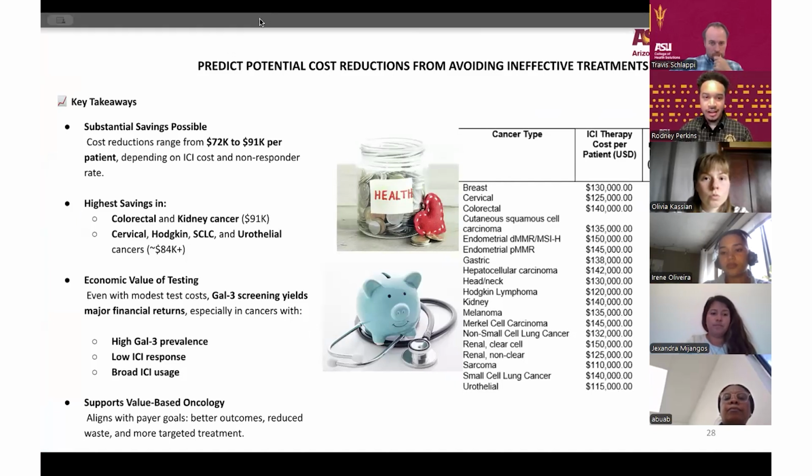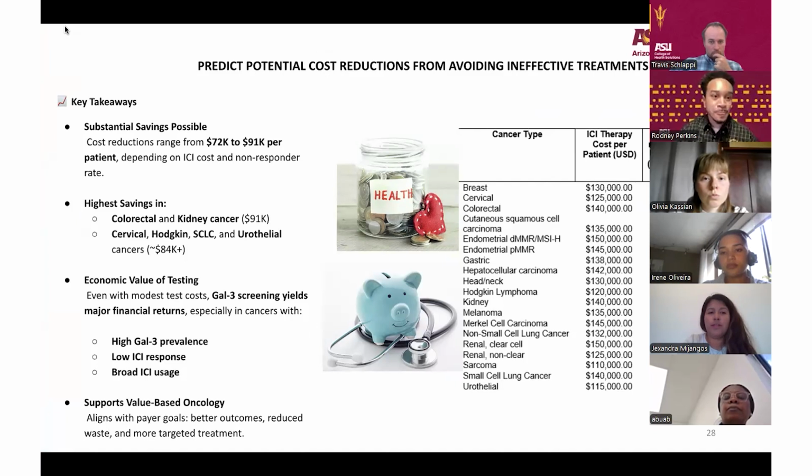Right. Okay, so to predict the potential cost reductions from avoiding ineffective treatment, we have some takeaways after listening to Rodney. We want to avoid ineffective treatments, and we want to find the treatment that is more personalized for the patient and the one that is going to provide the most benefits for them.